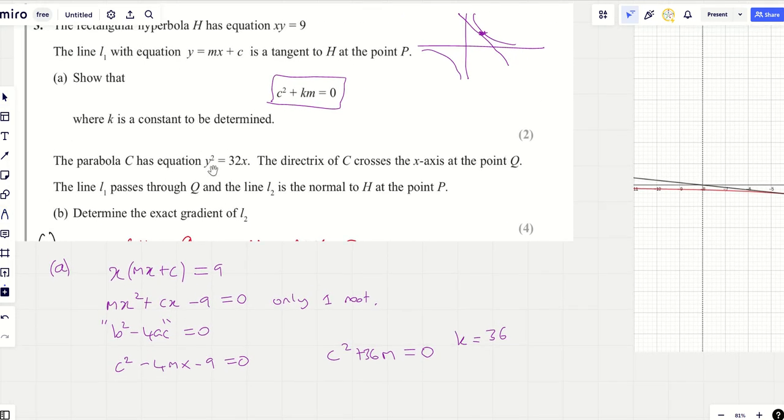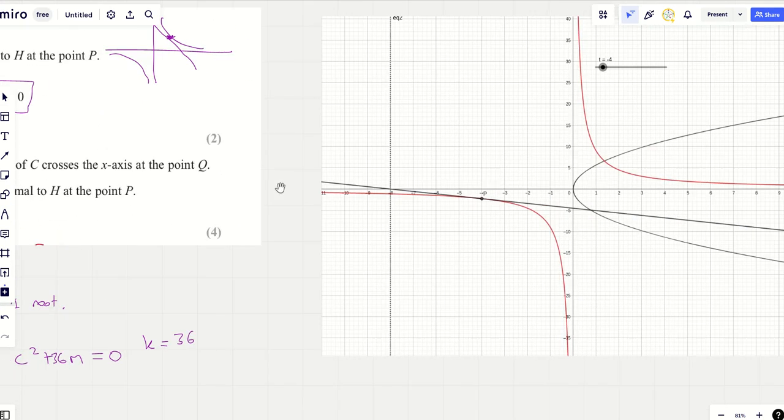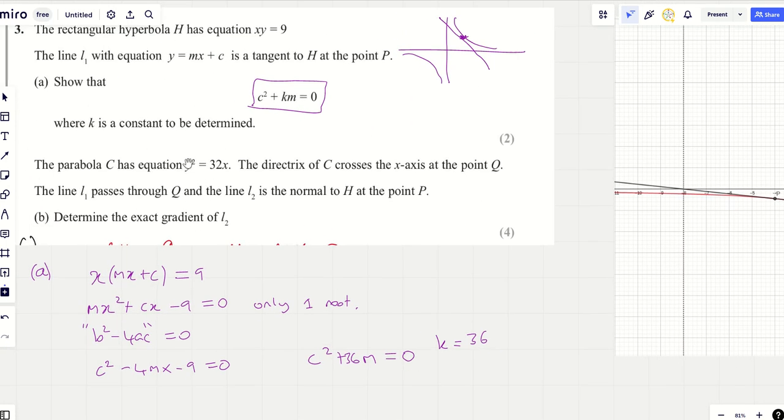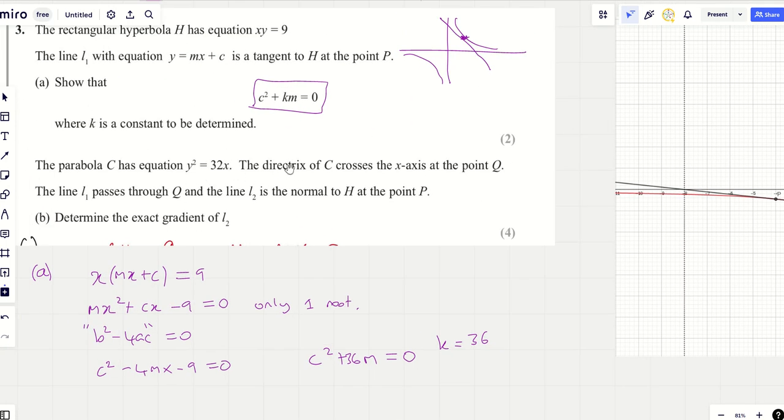Okay, then they introduce a parabola, y squared equals 32x. Well, that's like y equals root x, so it looks like that. It's just been stretched, and we can also work out from the formula book that the directrix equation will be x equals minus a. Yeah, okay, all well and good.